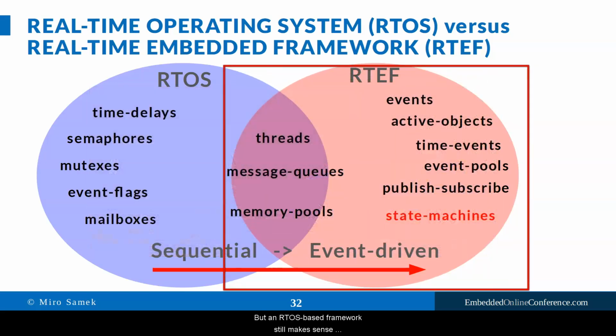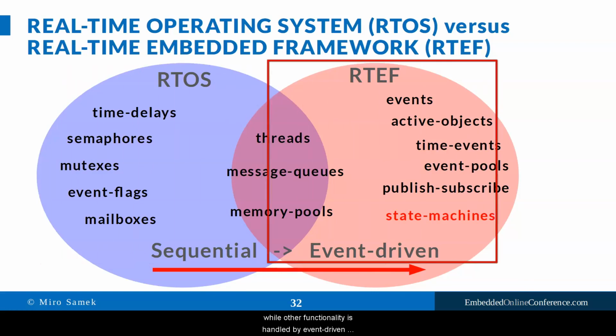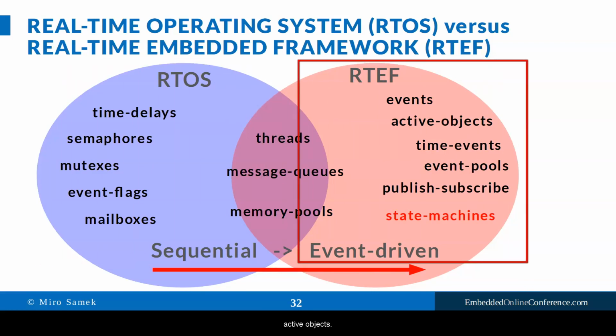But an RTOS-based framework still makes sense in hybrid systems, where some functionality is implemented with traditional sequential threads, while other functionality is handled by event-driven active objects. You saw this in your first step of implementing active objects, when you had the button functionality implemented in an active object, but the blinking of the LED was still handled in a sequential thread.